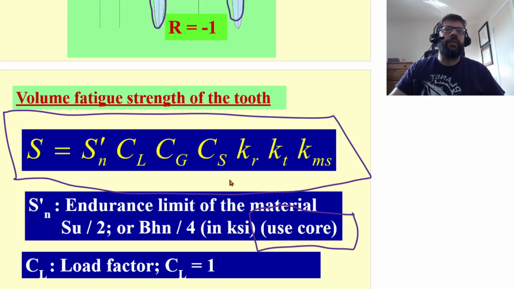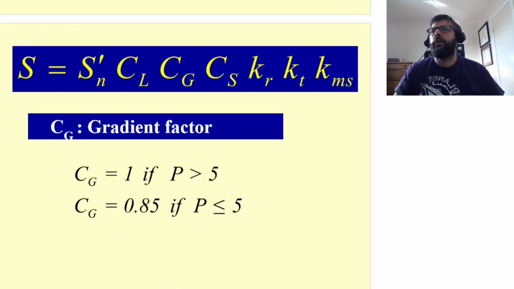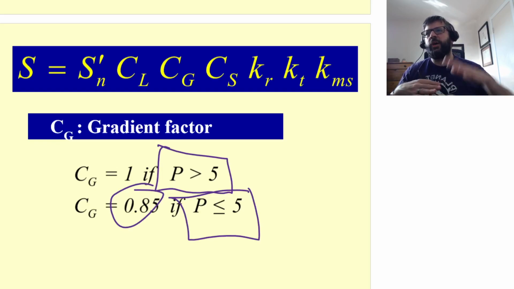We're talking bending, causing the fatigue, so that's a CL of 1. Shouldn't be too surprising. For our gradient factor, that's going to be 1 if we've got a pitch over 5. And we're going to use 0.58 if the pitch is below 5. Again, keep in mind that as the pitch goes up, the teeth get smaller.